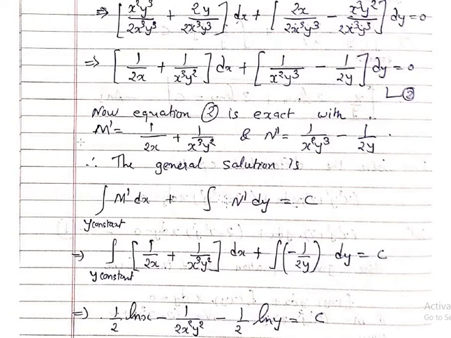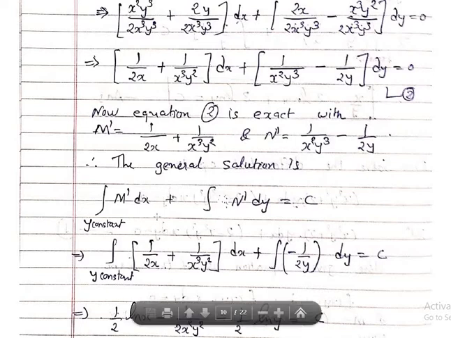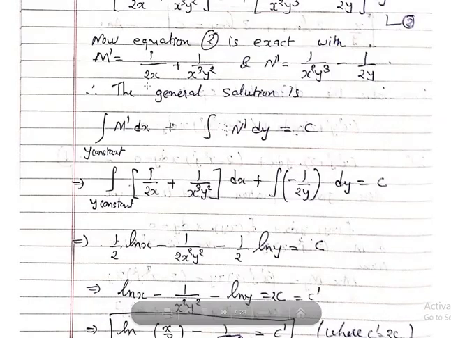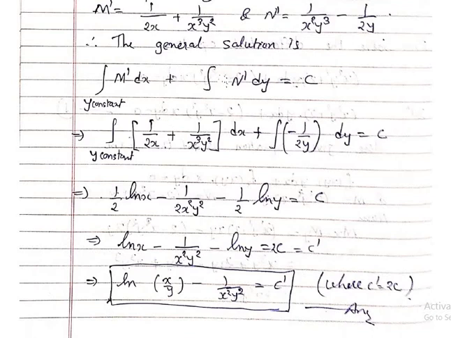So these are the two expressions we have, and now the general solution is given by integration M dash dx, where y is treated as a constant, plus integration N dash dy is equal to c. So integration of M dash is 1 upon 2x plus 1 upon x cube y square dx, plus integration of N dash, where you have to write down the terms free from x.